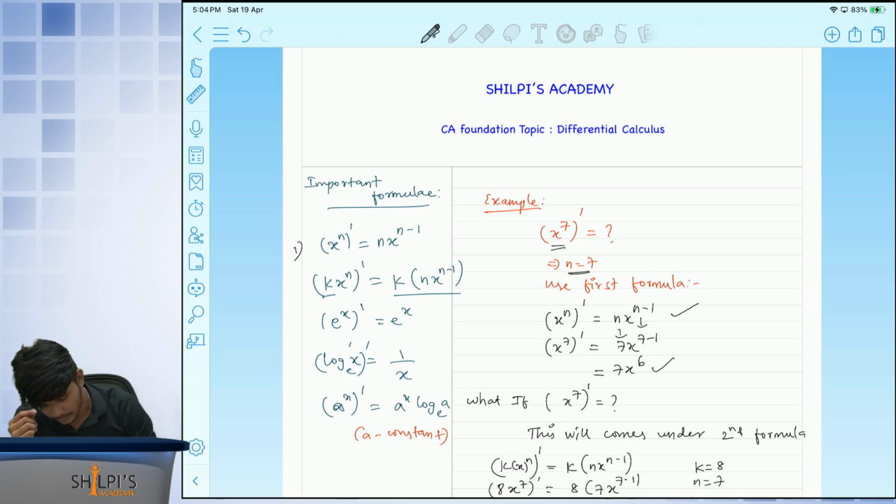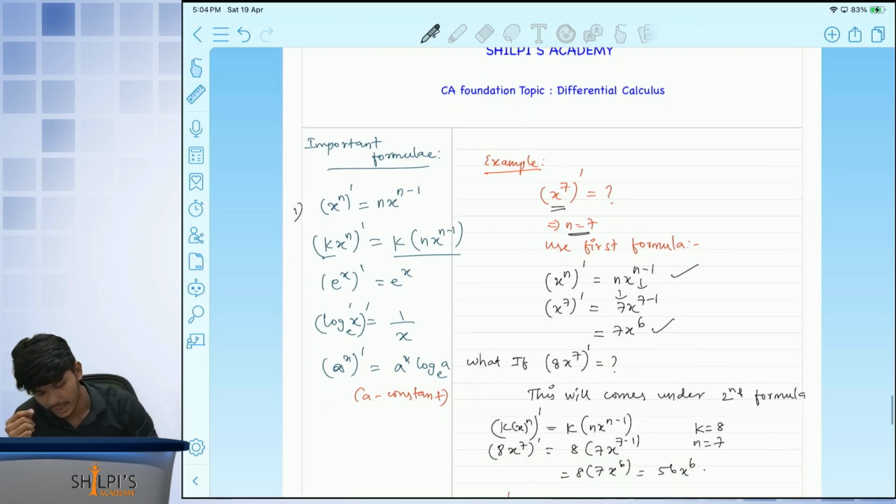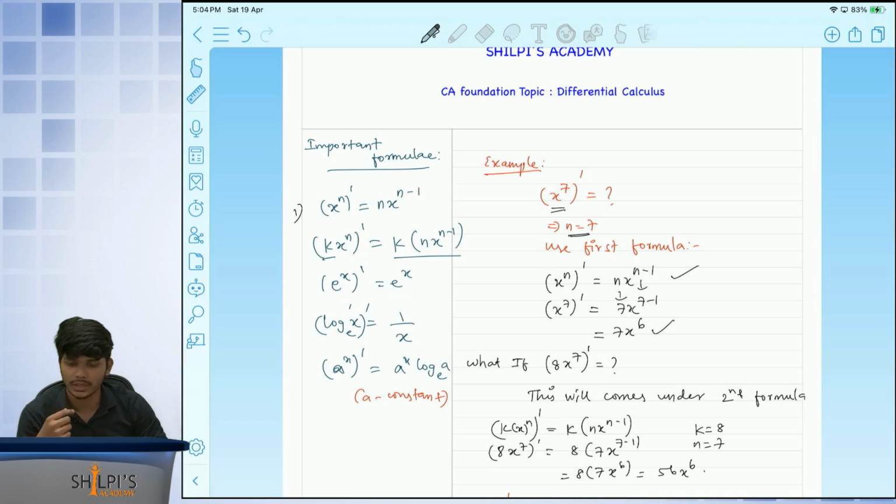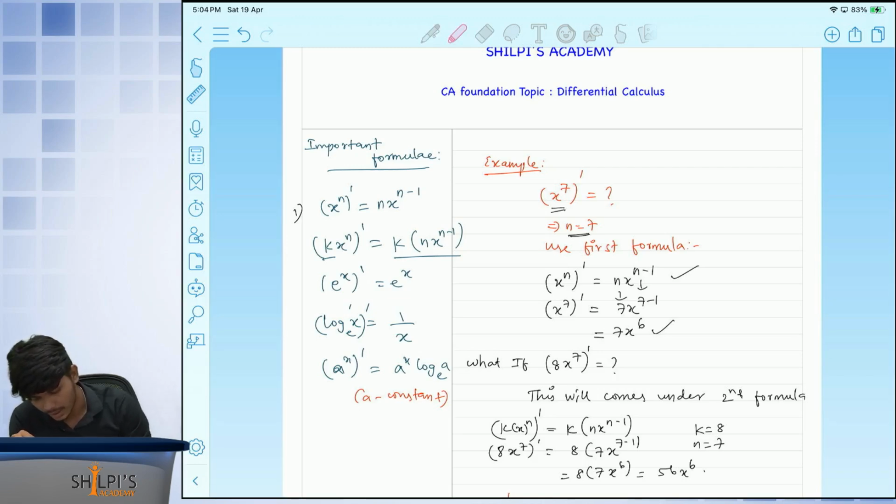So what if I have (8x^7)'? This is not similar to the first formula, right? In the first formula we just have the x and the power, but in the second question, with the x power 7, I have one extra constant, right? So this is not similar to the first formula.